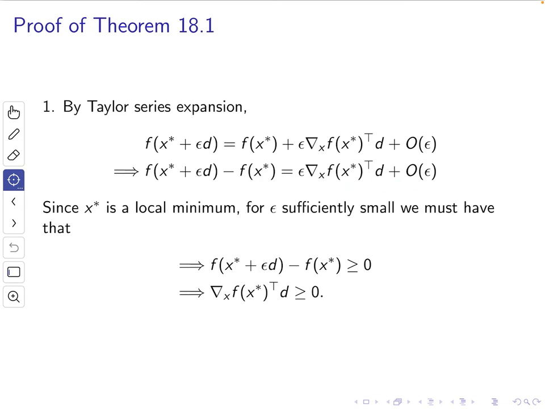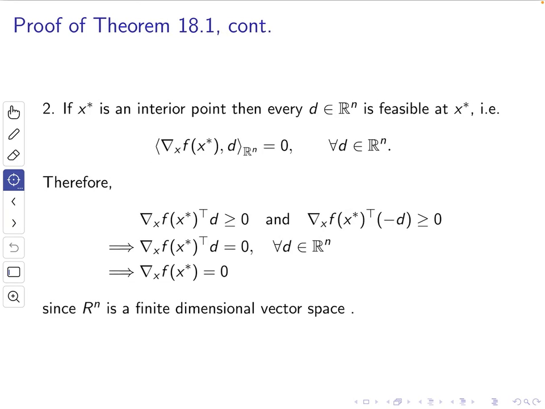So when epsilon gets small, this goes to 0, and since it's a local minimum, we have to have that this is positive, and it's going to be positive for every epsilon. So that means we have to have that the gradient term is positive. So this gradient here has to be positive. So that's the proof of item 1.